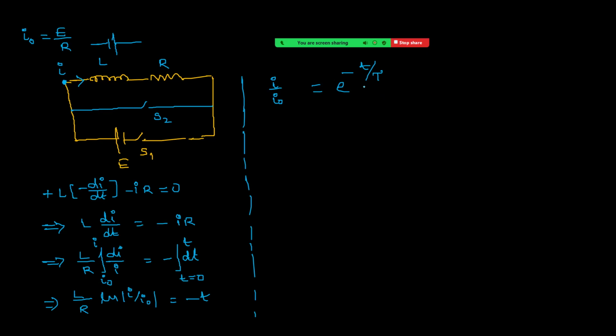What is that, R by L? Sorry, L by R, right? Time constant, isn't it? Check it once. I have taken R by L. Yes, 1 by tau, where tau equal to L by R, isn't it? Which is known as the time constant. So I equals I naught e power minus t by tau.